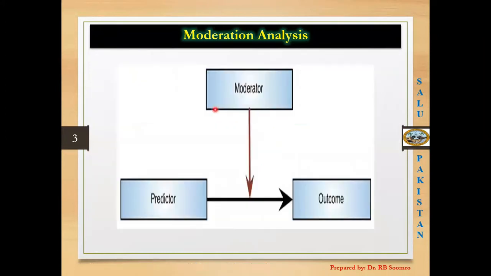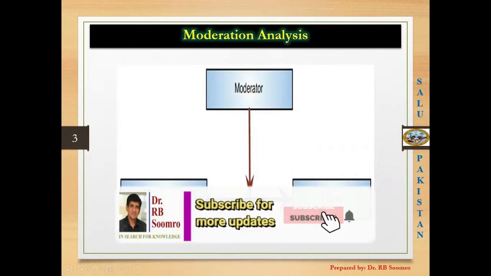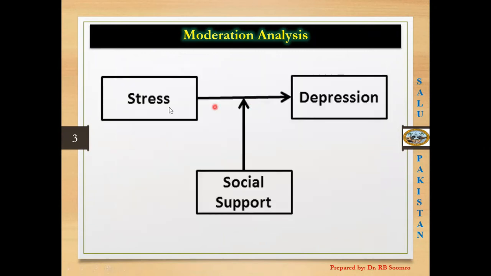Like here, this is a moderator, and this is a predictor. Predictor is the other term we use for an independent variable, and outcome we call a dependent variable. So we want to check the impact of the predictor on the outcome in the presence of the moderator.